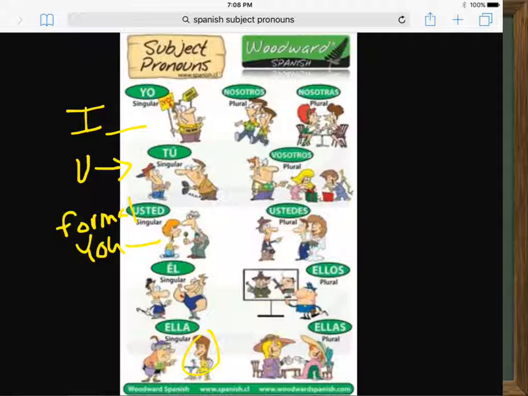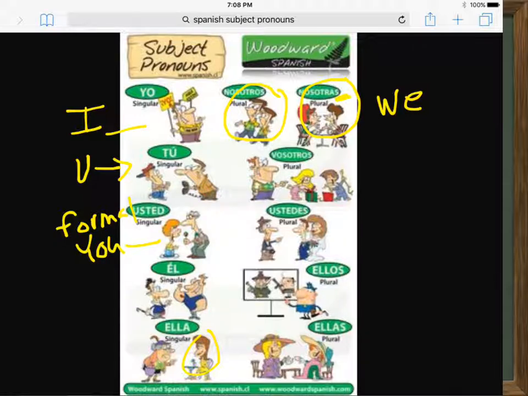Okay, then up here I like how they did the pictures. A group of all guys is going to use nosotros for we. And then a group of all girls is going to use nosotras for we. And honestly, you don't use nosotras very often because it's usually a mixed group.